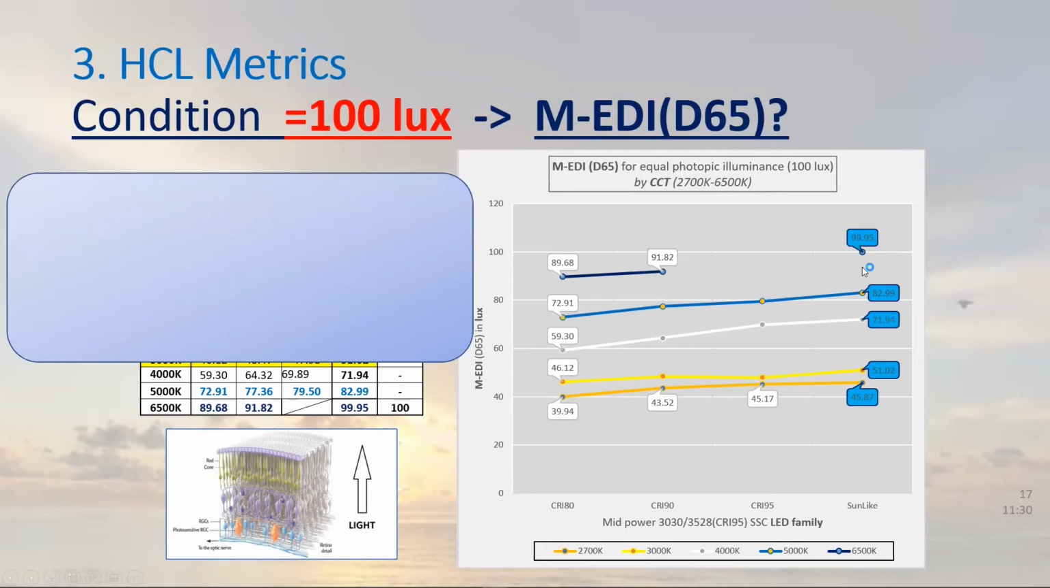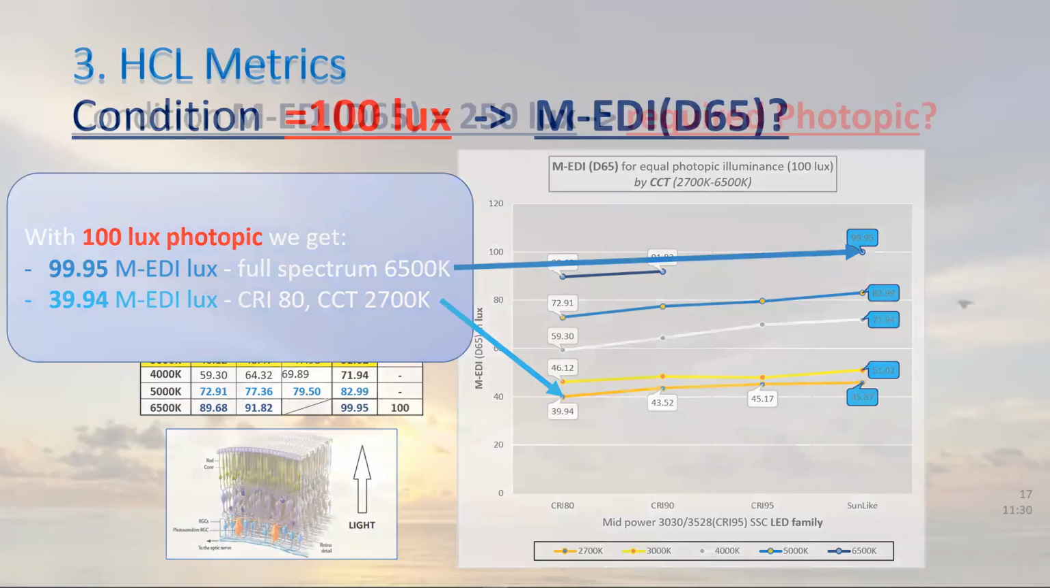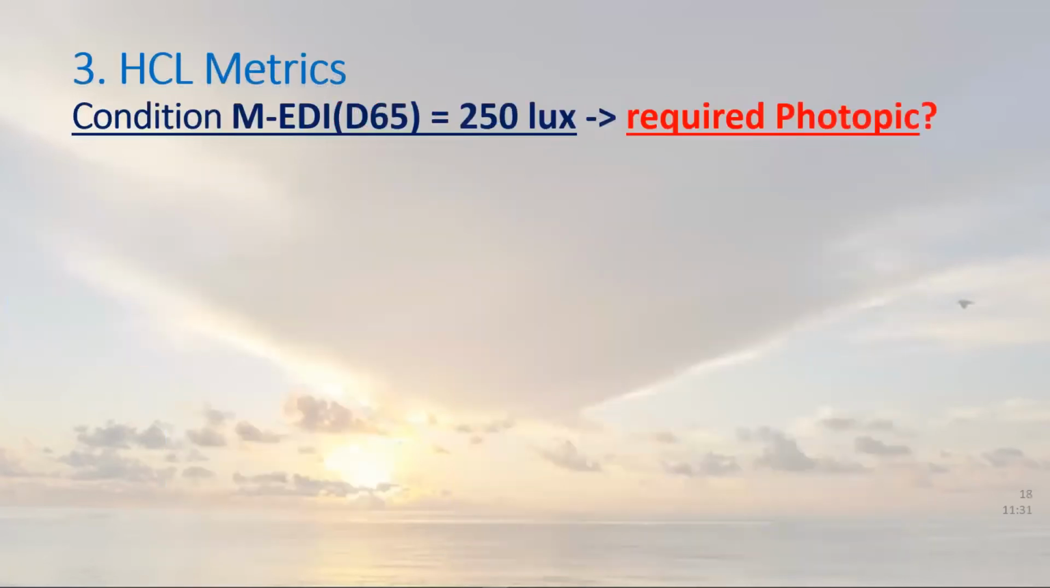So this means that with 100 photopic lux, we get 99.95 melanopic equivalent daylight illuminance lux, against 39.94 that we get with a CRI 80 at 2,700. Let's see the picture the other way around.